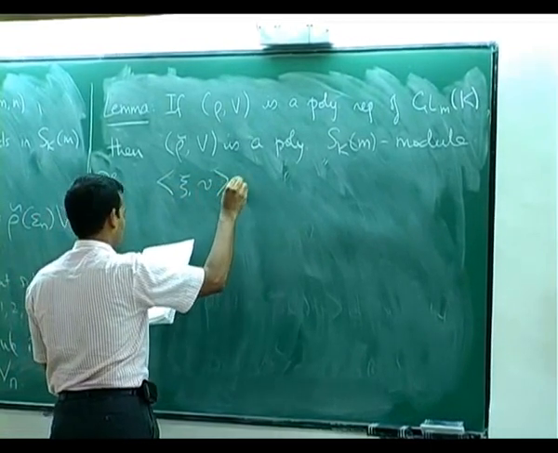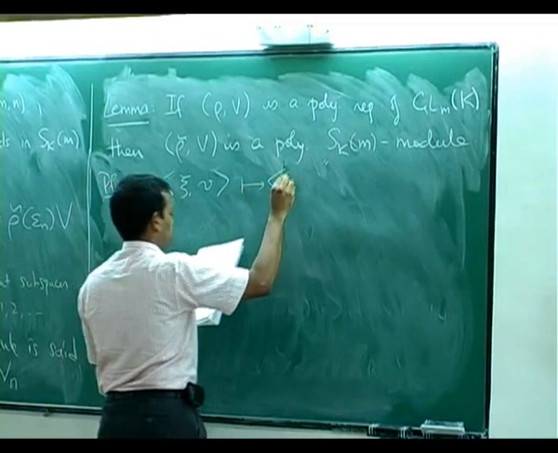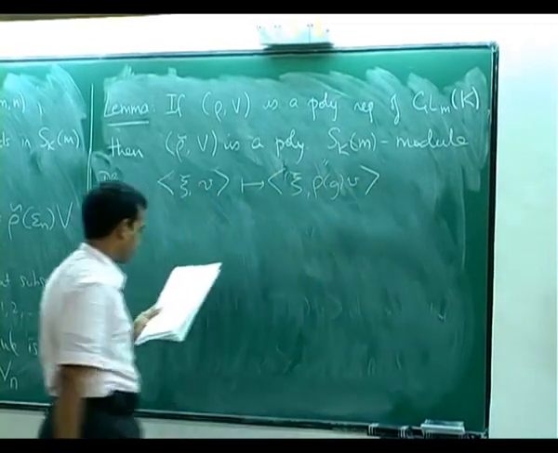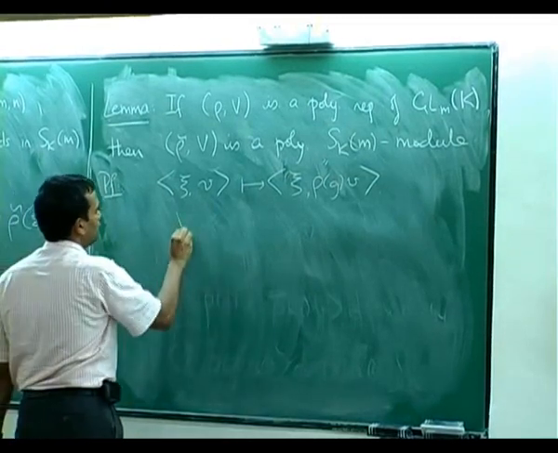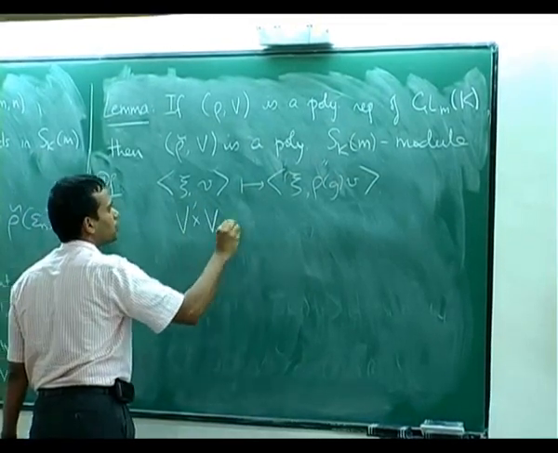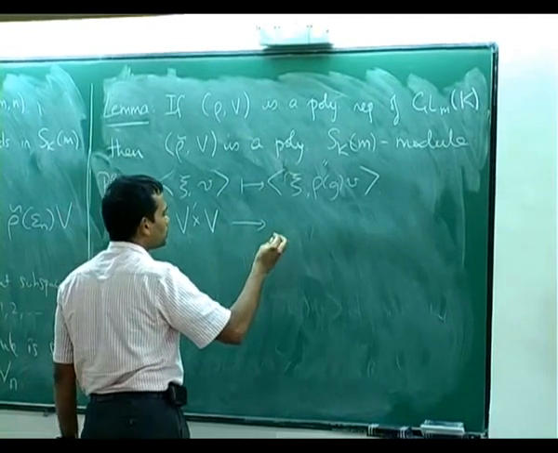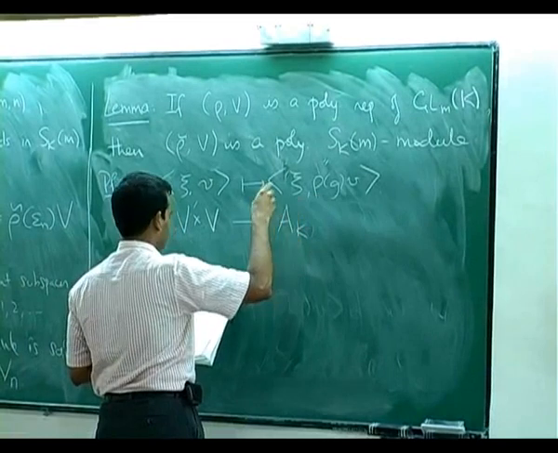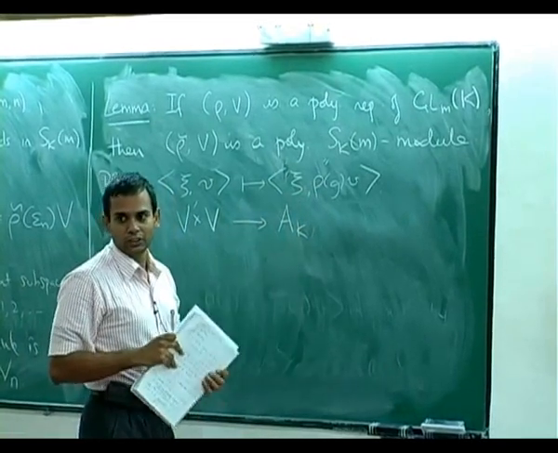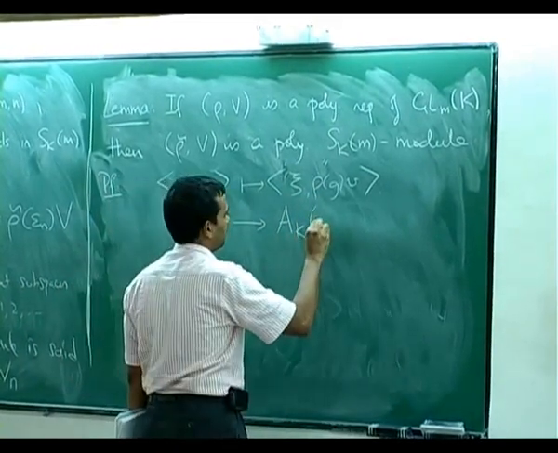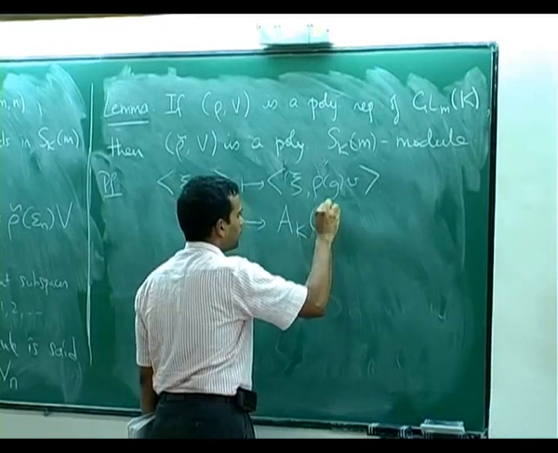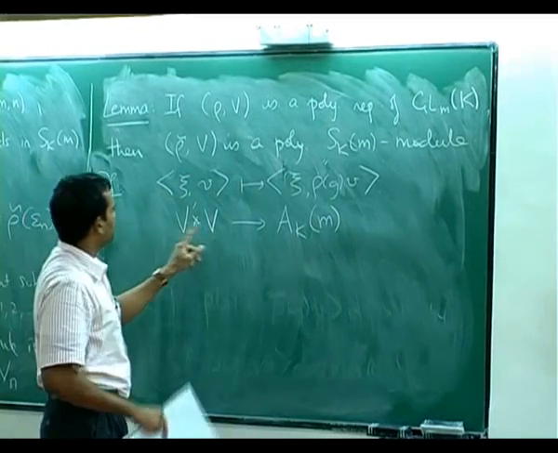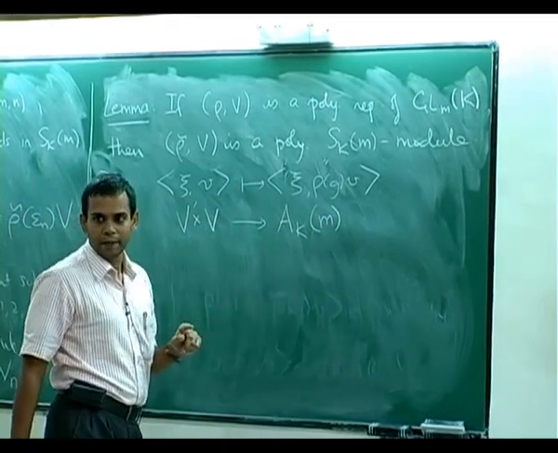Z V, you look at this. This goes to Z rho g V. This is from V prime cross V to AKM, right? The output is actually a function of g, not just an element of K. This is bilinear. It's a bilinear function from V prime cross V to AKM.